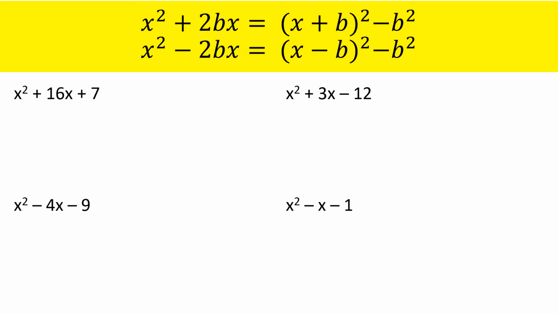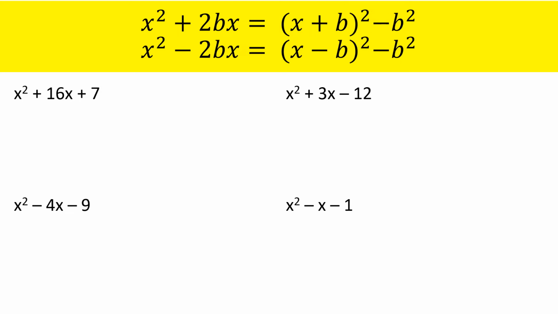Now it is more than likely that what you're given, the equation or expression, will not just be the x squared plus 2bx. It'll have some extra junk that you have to deal with. And we deal with that in a very clever way, which is just ignore it until we've done the completing the square. I'll show you what I mean. So I've got here x squared plus 16x plus 7, and I want to make it look like this thing on the right-hand side.